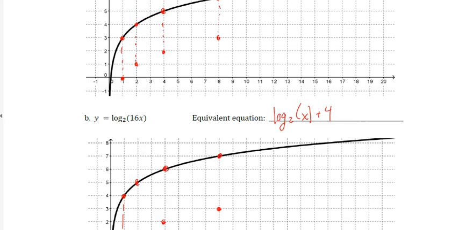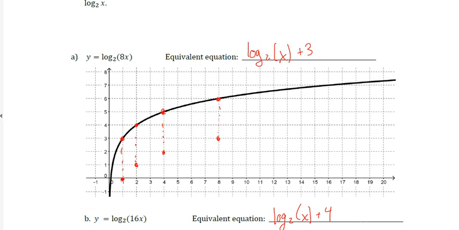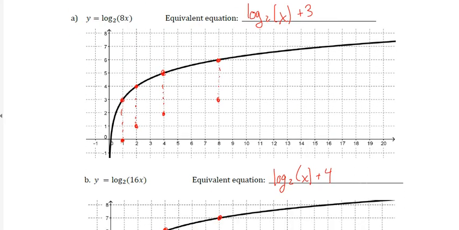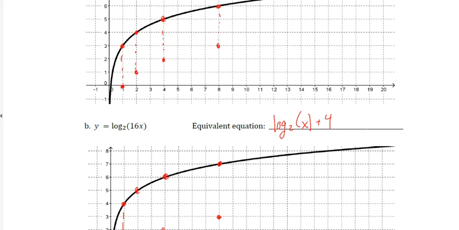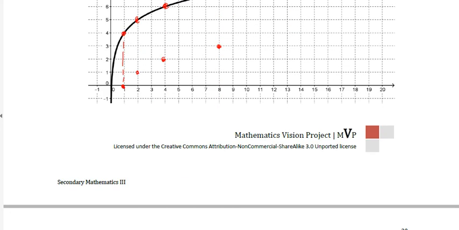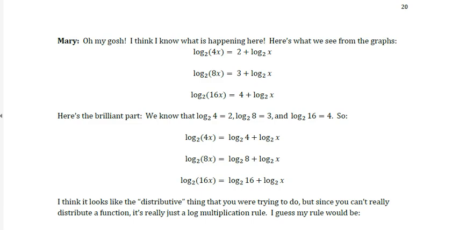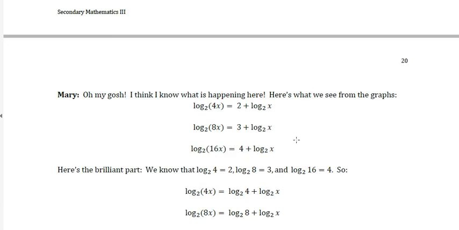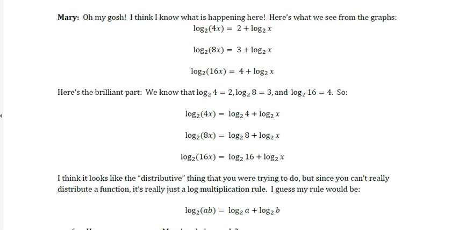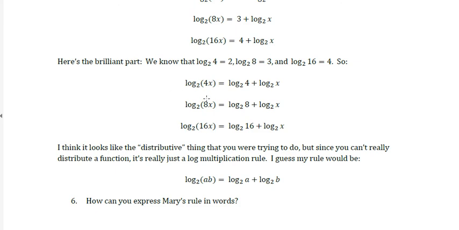Oh, okay. So when we multiplied by 8, we added 3. When we multiplied by 16, we added 4. Okay, interesting. So here's what they noticed, is that when we're multiplying, we have 4x. Well, we know that log base 2 of 4 is 2, log base 2 of 8 is 3, log base 2 of 16 is 4. What they noticed is that we're splitting up the logs just on the multiplication side.